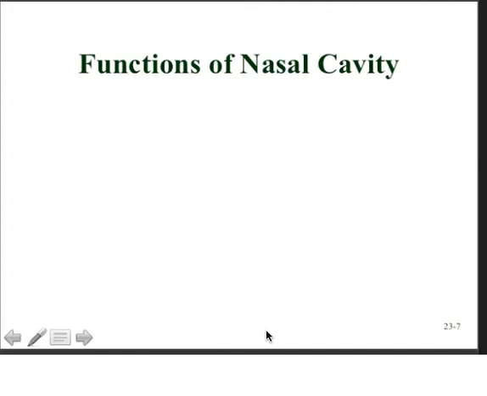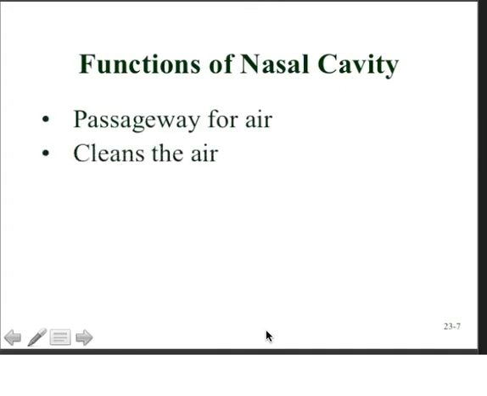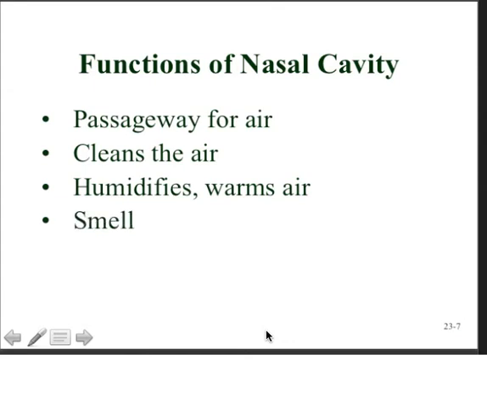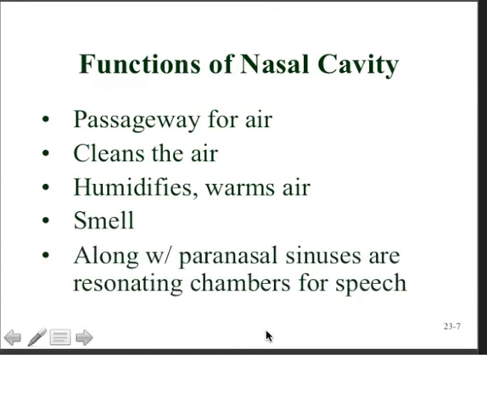What does the nasal cavity do? Well, it's a passageway for air. It cleans it, humidifies it, and warms it, so it preps it for entry into the lungs in order to reduce damage to the delicate tissue that lies there. It's also involved in olfaction, and along with the paranasal sinuses, it's a resonating chamber for speech. And if you don't believe me, hold your nose closed and talk, and notice the difference in the quality of your voice, as you can see.